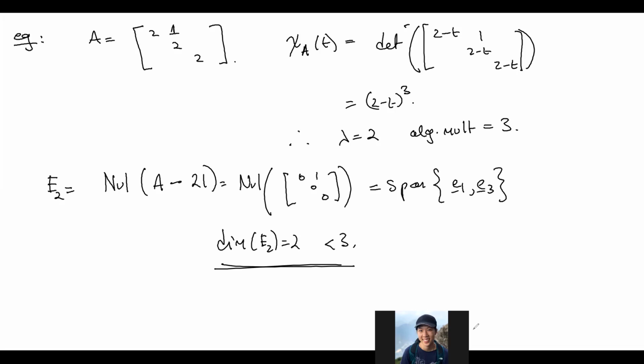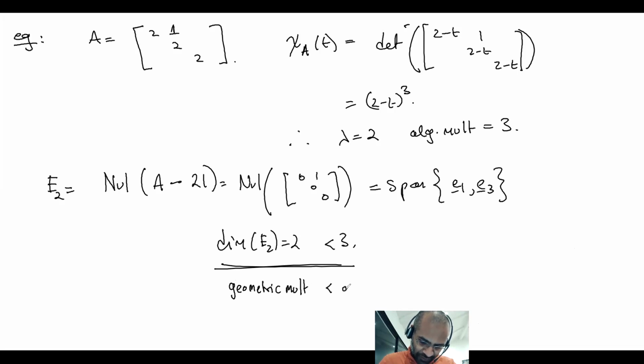Wait, can you repeat the last thing you said? Like, 2 can't be what? Oh, the last thing I said is that in this case, the geometric multiplicity is strictly less than the algebraic multiplicity. I think that's what I said, right?